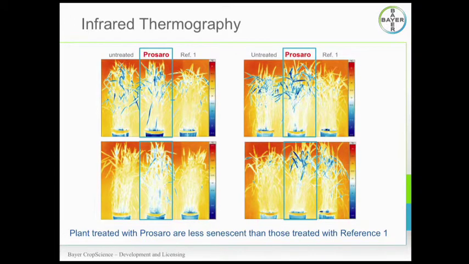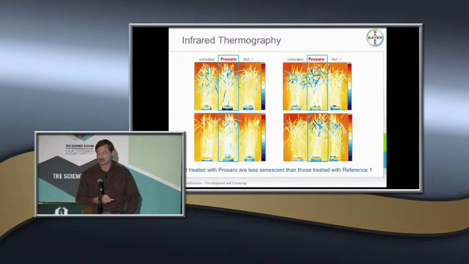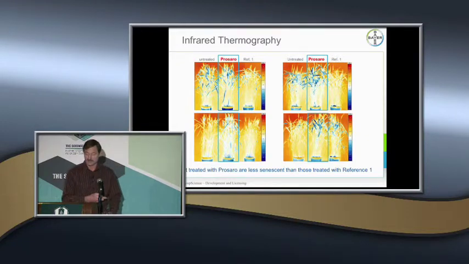That means that there is transpiration taking place. There's water still being uptaken. There is photosynthesis still happening in those leaves. They are still photosynthetically active, and therefore they are fixing assimilate and building yield potential. And they are therefore less senescent than the plants that are not treated with prothioconazole.